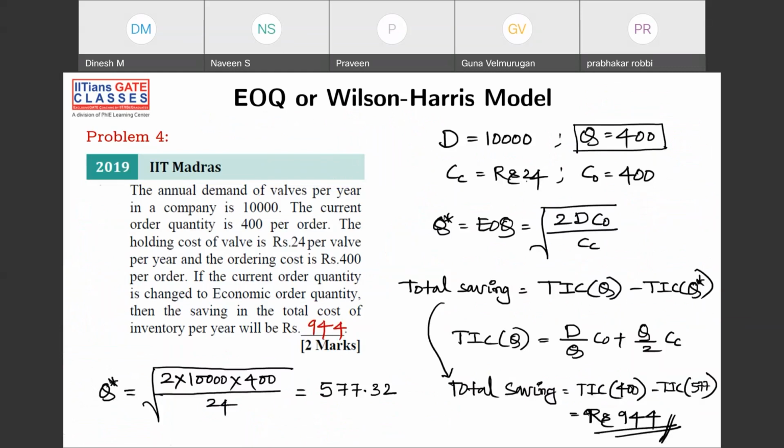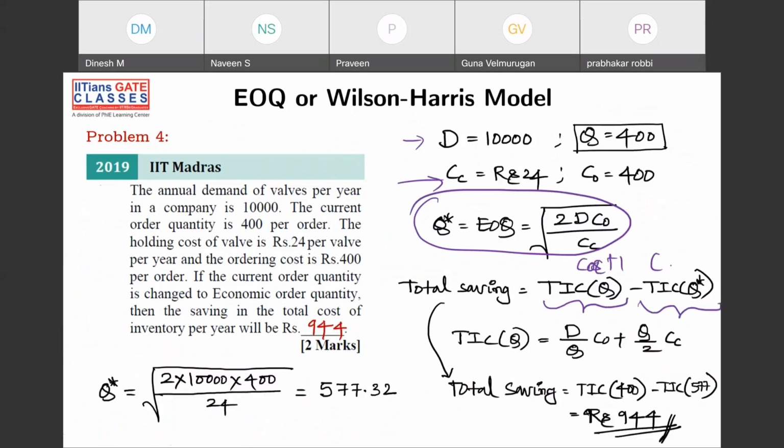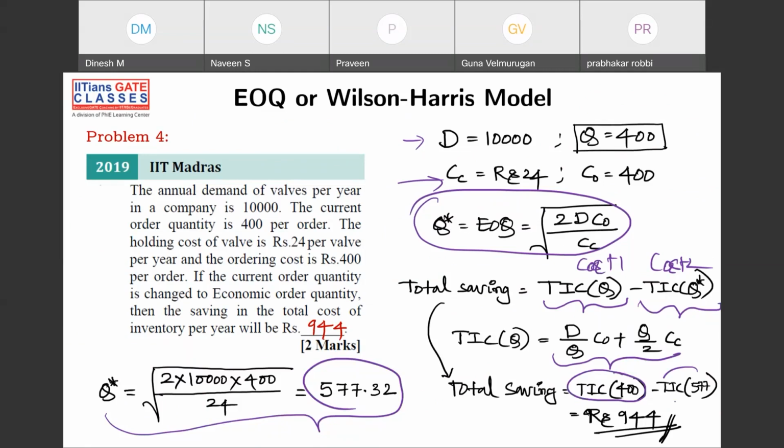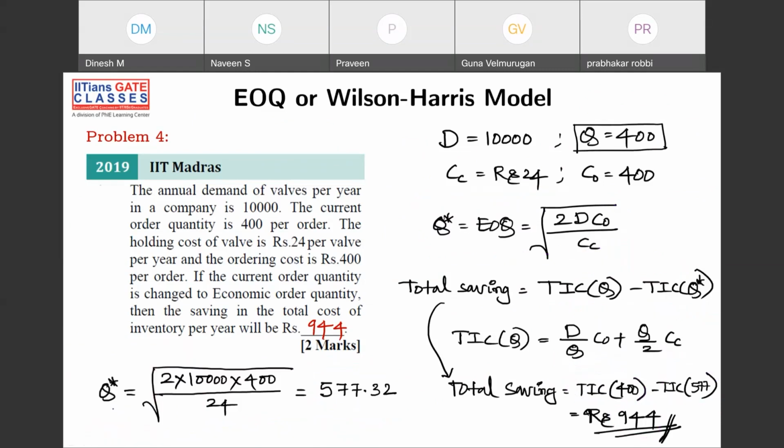The solution. It means we have D, C naught, we are finding the economic order quantity, and then the total saving is TAC of Q minus TAC of Q star, cost 1 minus cost 2. And you can find TIC as this one, and Q star you got as this one. Substitute TIC of 400 minus TIC of 550 is 577. You are saving 944 rupees if you are ordering the economic order quantity rather than 400.